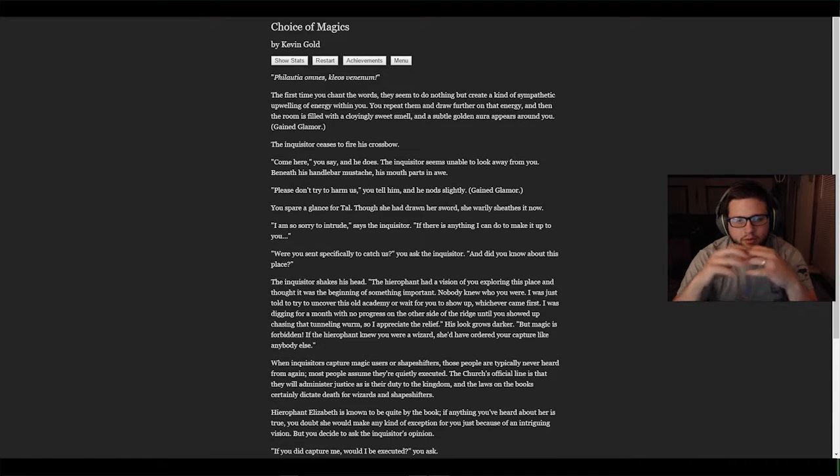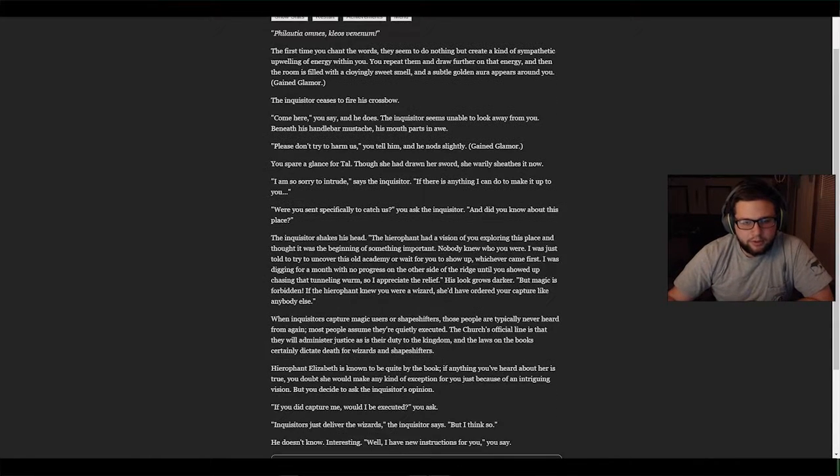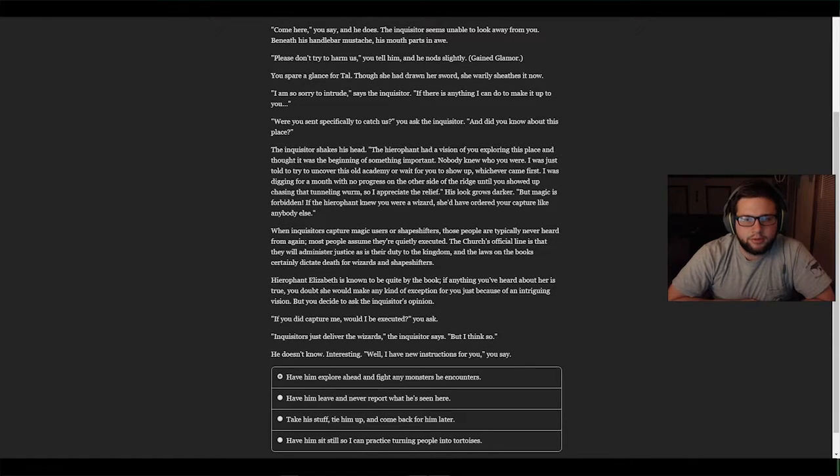The Hierophant, or however we want to say that, I had a vision of you exploring this place and thought it was the beginning of something important. Nobody knew who you were. I was just told to try to uncover this old academy or wait for you to show up, whichever came first. I was digging for a month with no progress on the other side of the ridge until you showed up chasing that tunneling worm, so I appreciate the relief. His looks grow darker, but magic is forbidden. If the Hierophant knew you were a wizard, she'd have ordered your capture like anybody else. When Inquisitors capture magic users or shapeshifters, those people are typically never heard from again. Most people assume they're quietly executed.